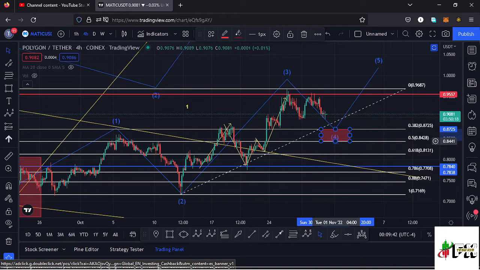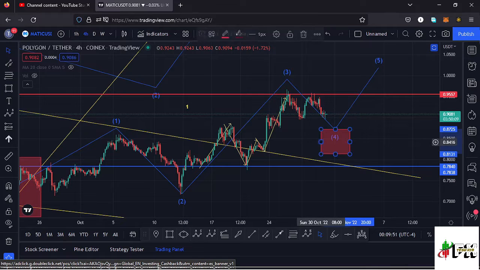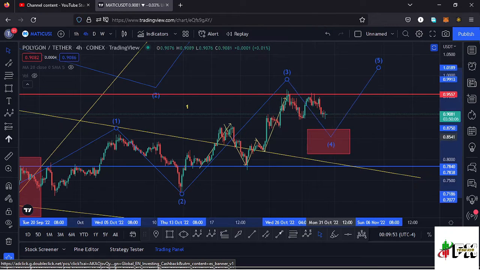And we can extend that target area to around the 0.618 fib level in case we continue pushing even lower, and that is the minimum target area that I will expect that fourth wave to the lower side to do.